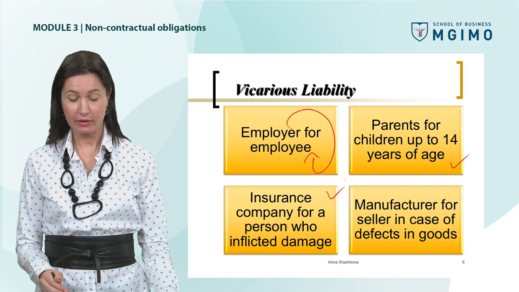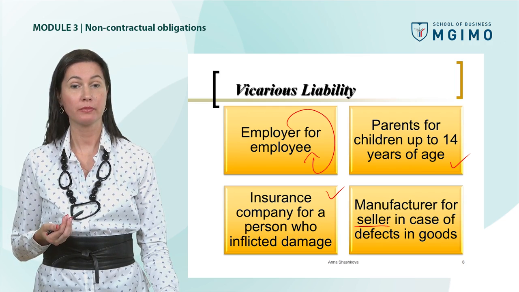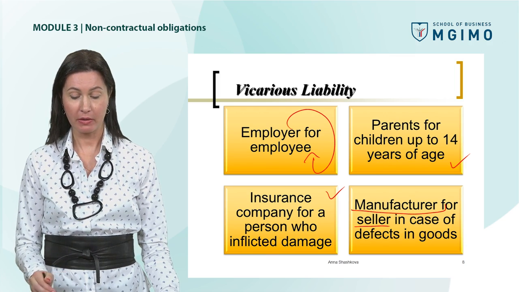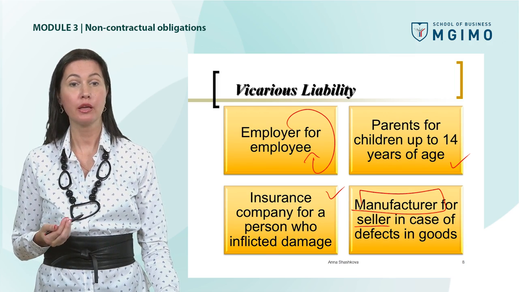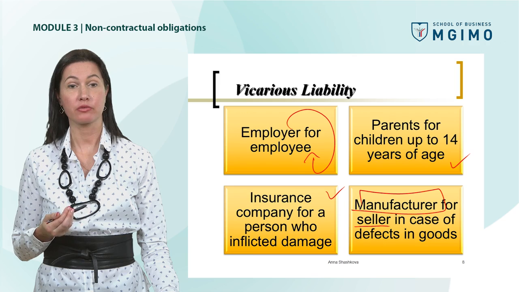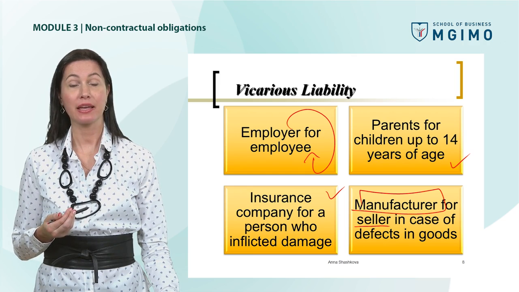And in case you bought some defective goods in a shop, you can claim against the shop, or you can claim against the manufacturer with whom you do not have any relationship, but it is possible to claim against the manufacturer as well. But again, in the general case, liability is of the person who has committed tort.